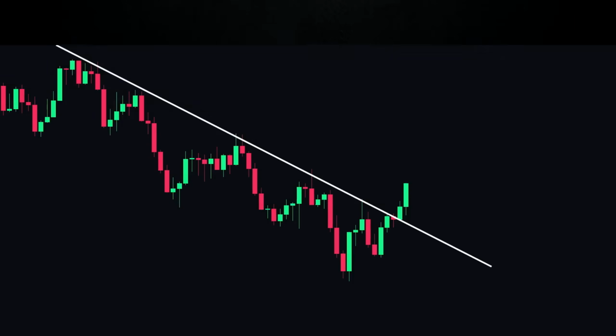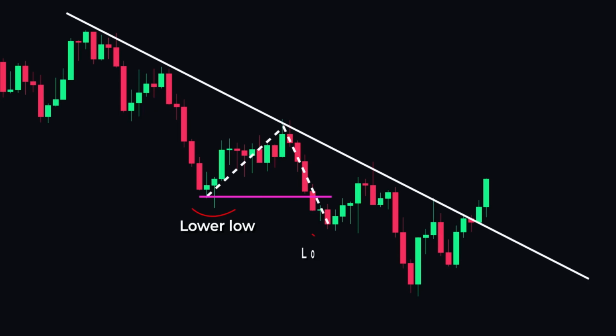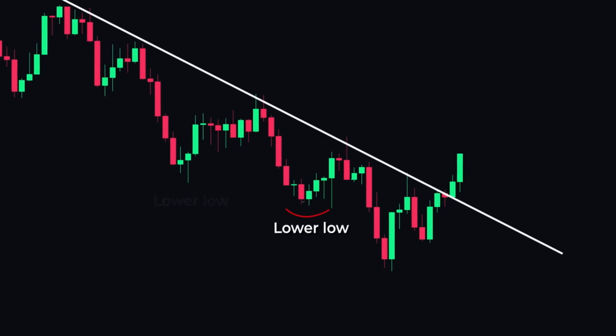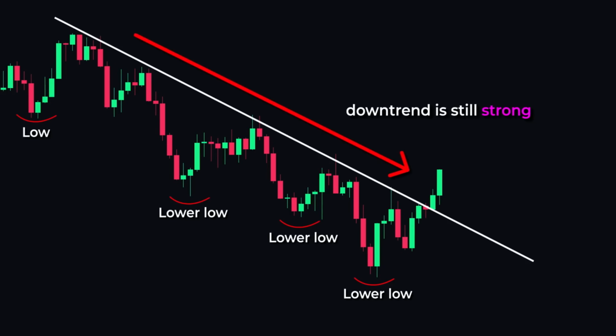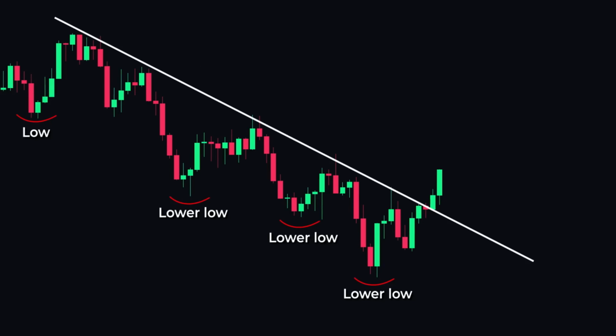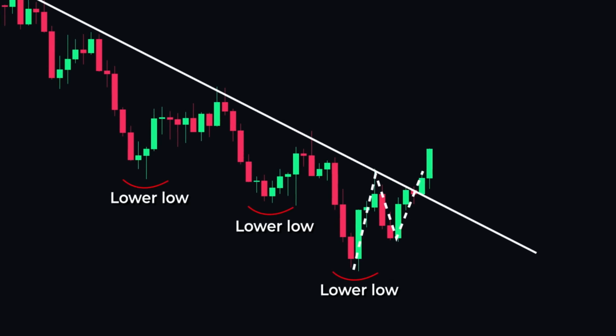Here's how it works in this example. Price makes a low, then it breaks that low, forming what's called a lower low. Shortly after it happens again, price breaks the previous low, forming another lower low. And then once more, price breaks the low and forms yet another lower low. This shows that price keeps forming lower lows, which tells us the downtrend is still strong. But now look at what happens before the breakout. We notice that price fails to form another lower low and instead forms a higher low. This tells us that this downtrend structure was already getting weaker before the price broke out.